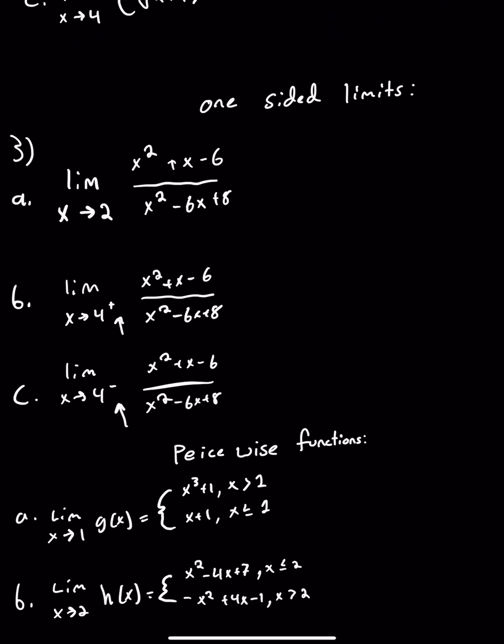So now let's look at these problems. For this one, we're going to try what we did before when we plugged in 2. That's going to be 4 plus 2 minus 6, which is 0, over 2 squared, which is 4, minus 12 plus 8. So 4 minus 12 plus 8, and that's going to end up giving us 0. Now, we know from past maths like pre-calculus and algebra, 0 over 0 is not a real number. It does not exist, but that's not good enough. We need to find what the limit is.